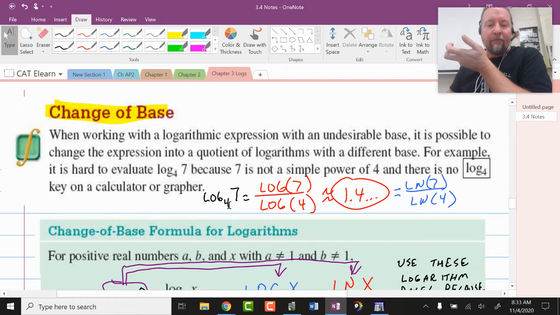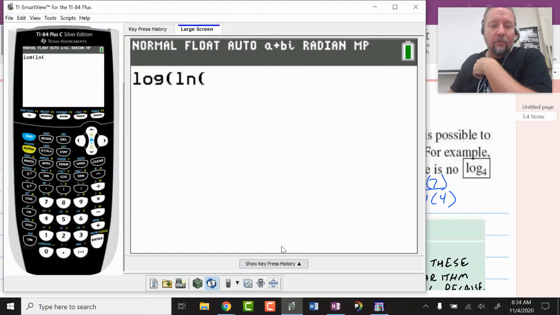So this is asking, 4 to what power equals 7? 4 to the first is 4, 4 to the second is 16, which should make sense that we get an answer between 1 and 2. But I don't have that button. So what do I do? Back in the day, there was no choice.